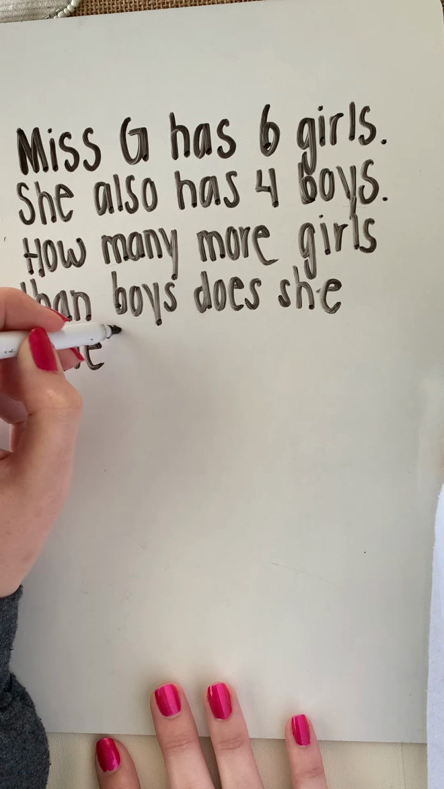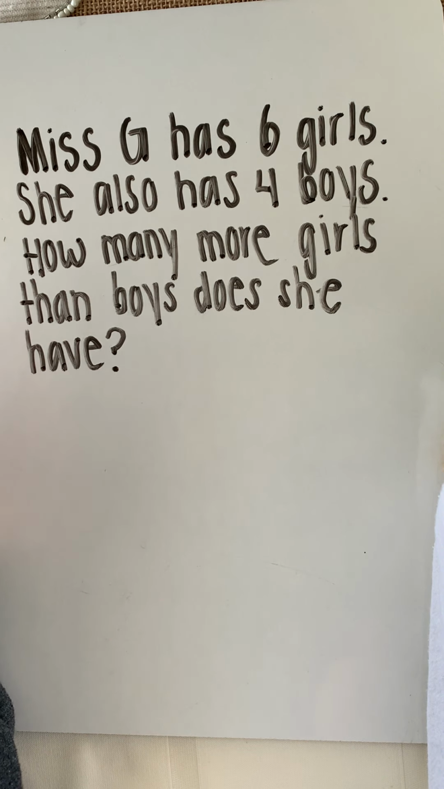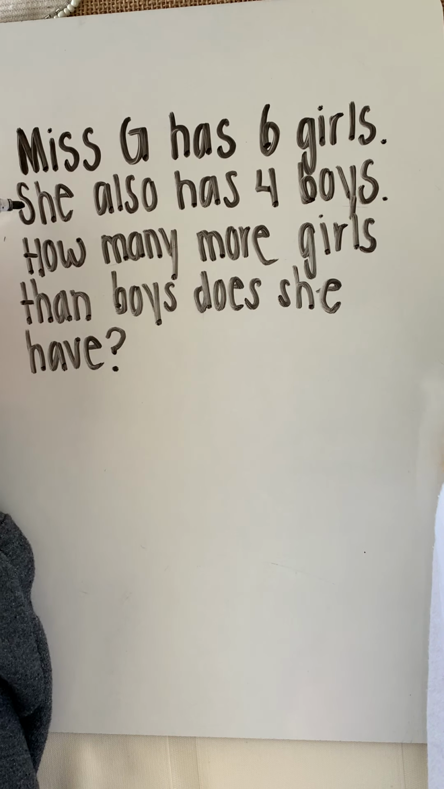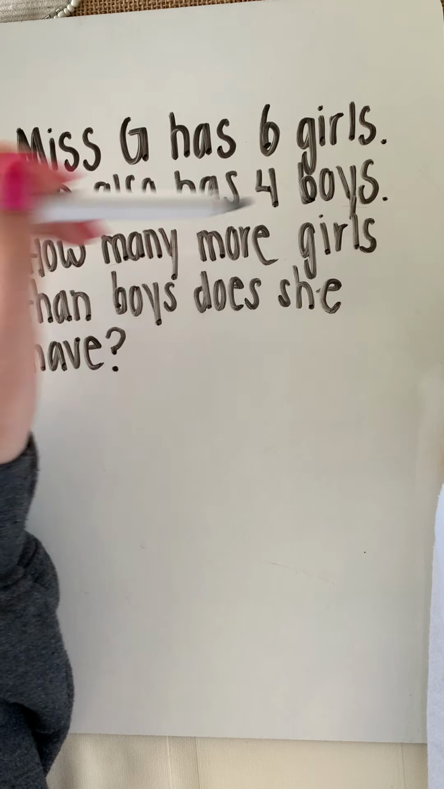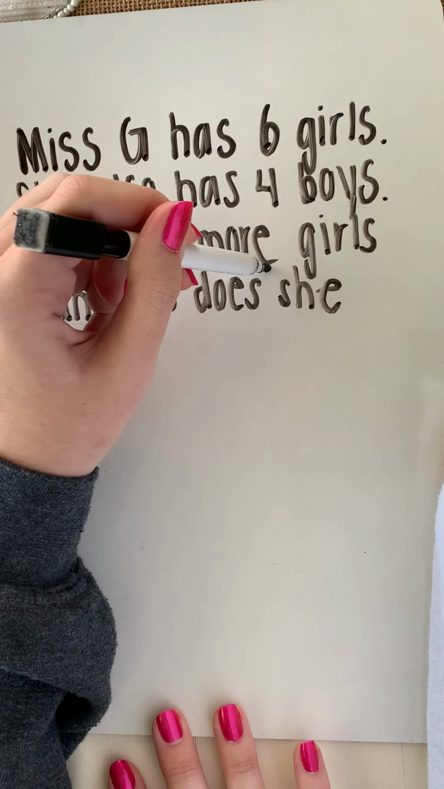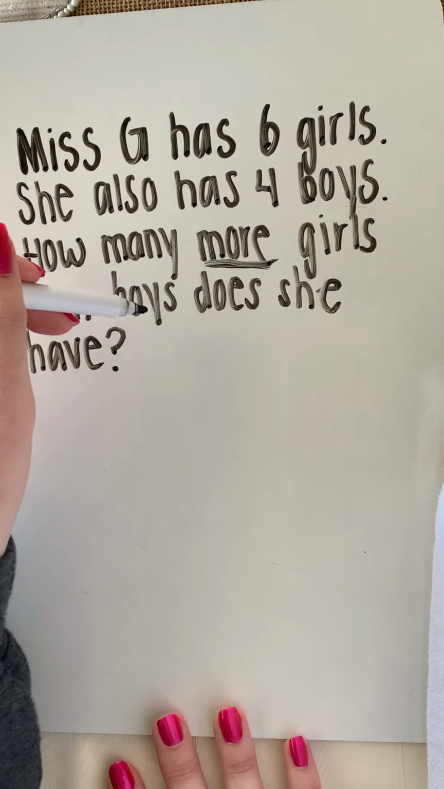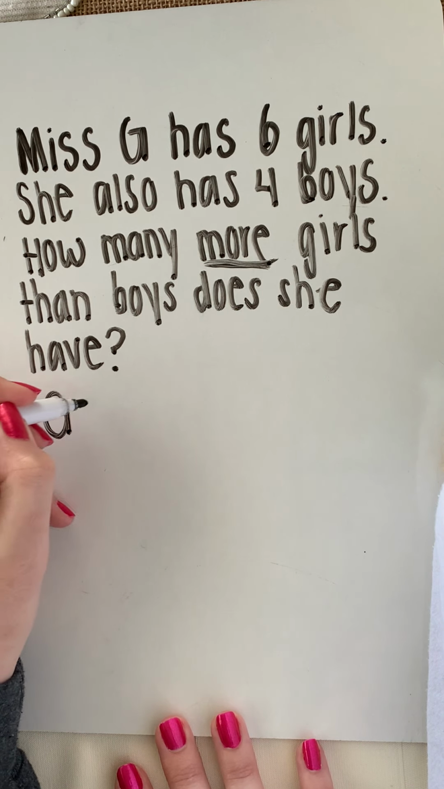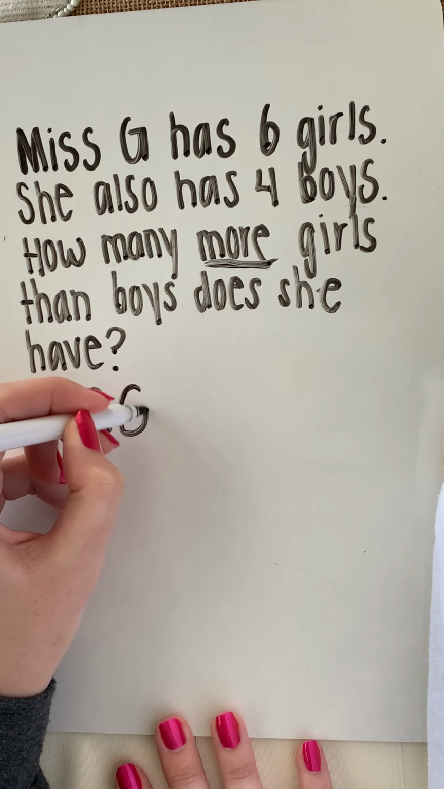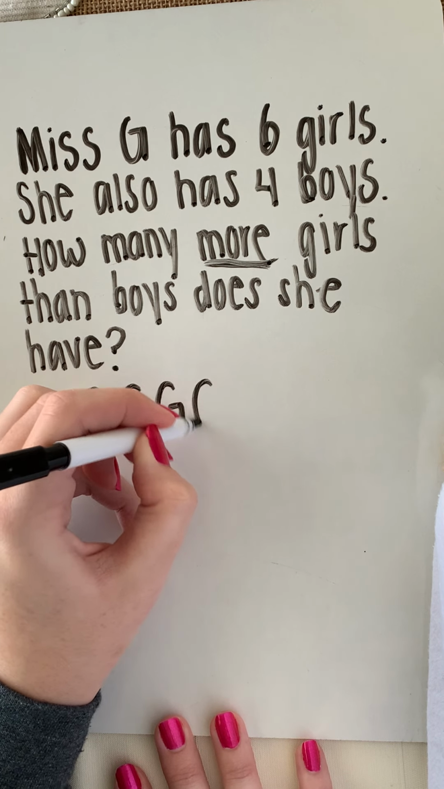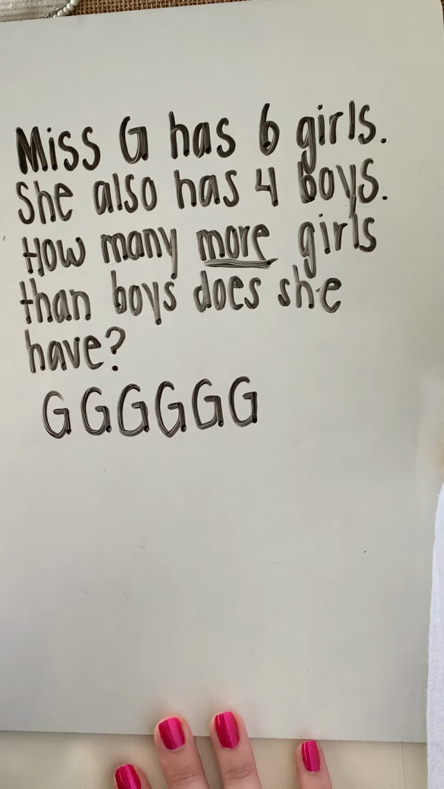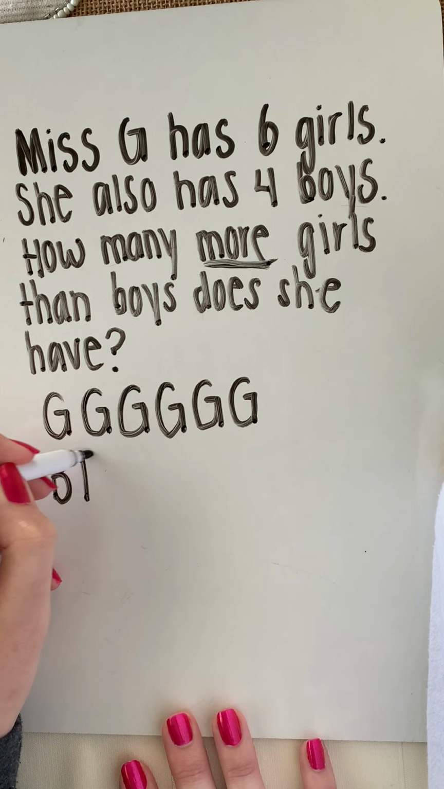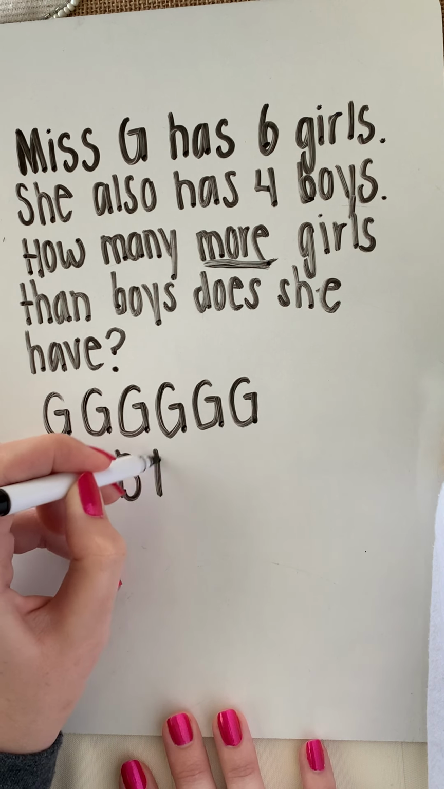All right, I have written the word problem, and the word problem reads, Miss G has 6 girls. She also has 4 boys. How many more girls than boys does she have? I am going to draw a capital G in order to represent each girl. So I'm going to draw 6 capital G's because there are 6 girls. And I'm going to draw 4 capital B's because there are 4 boys.